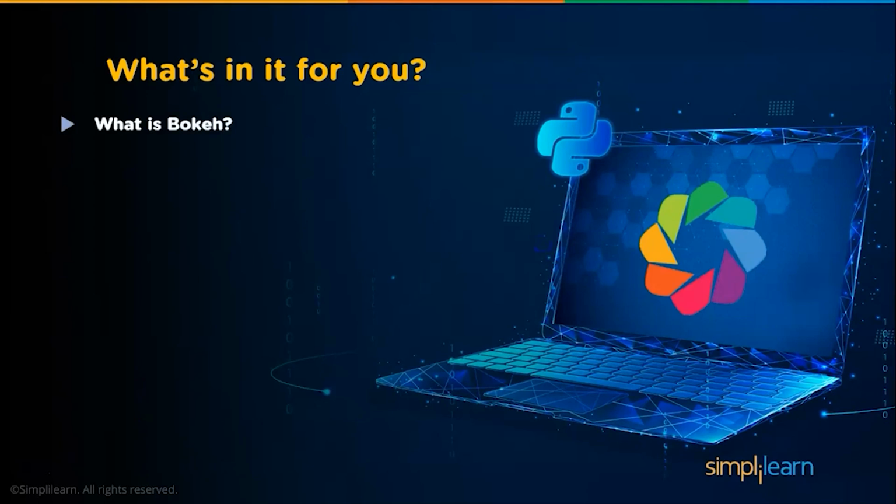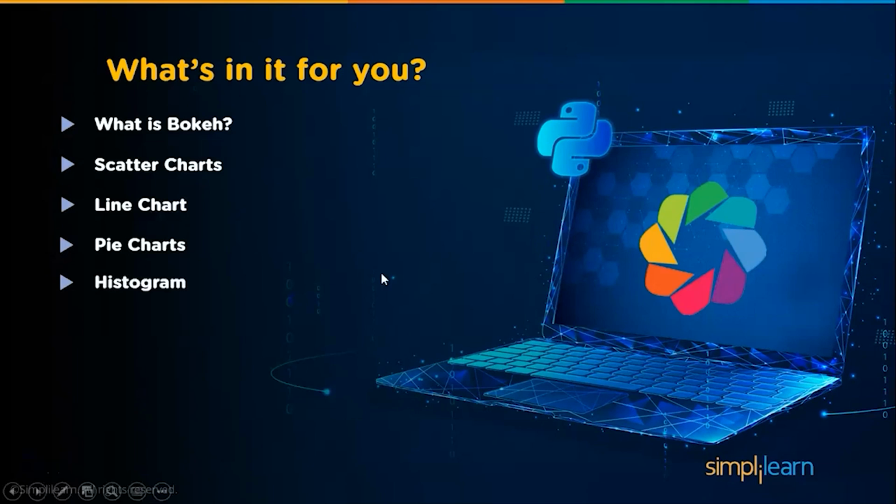So first, we will explain what exactly the meaning of bokeh is. Then we will take a look at scatter charts and see how we can implement them in bokeh. Next, we'll understand what line charts are, the scenarios in which they are used, and how they can be coded in Python bokeh. Then we'll move on to pie charts and understand how data distribution can be represented using them.